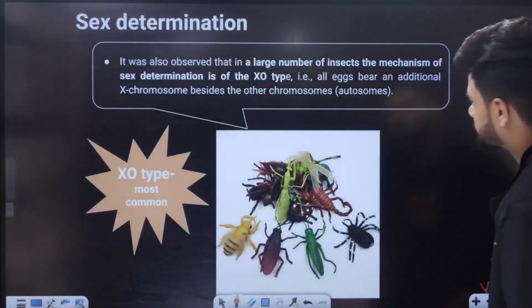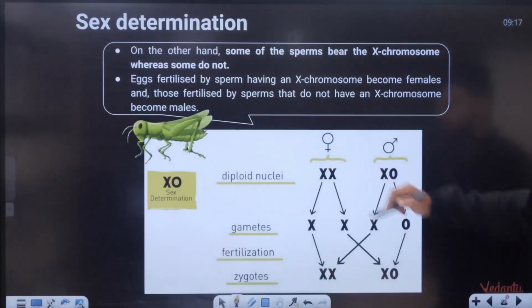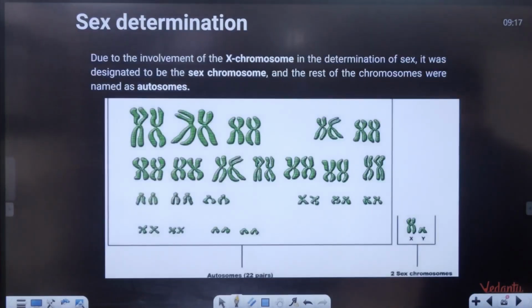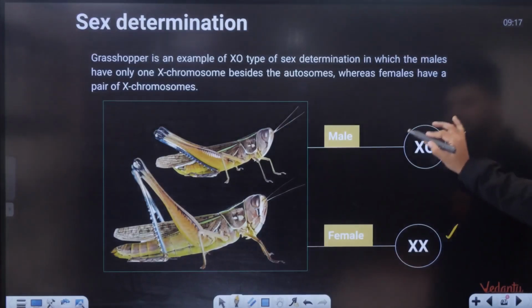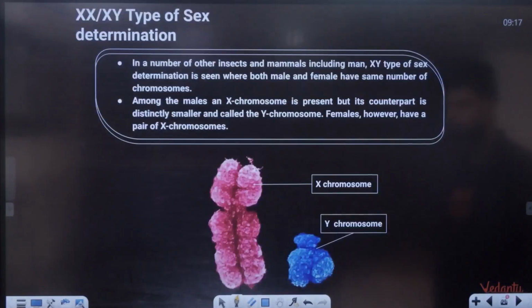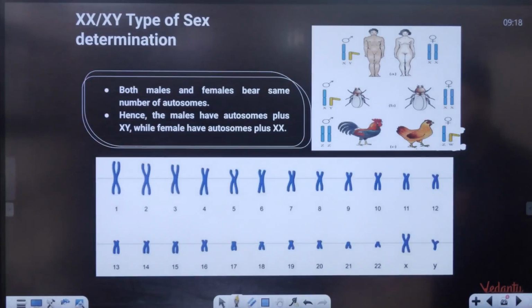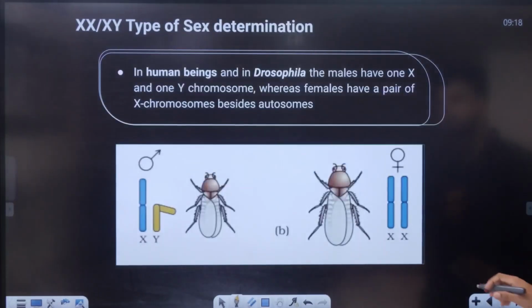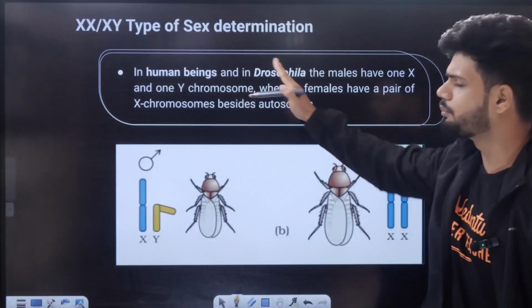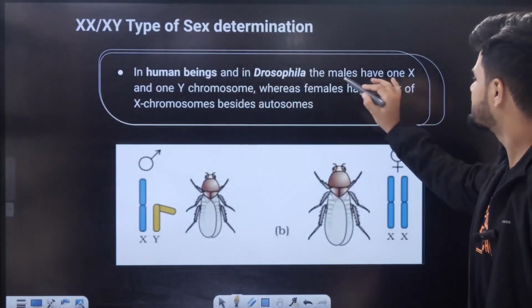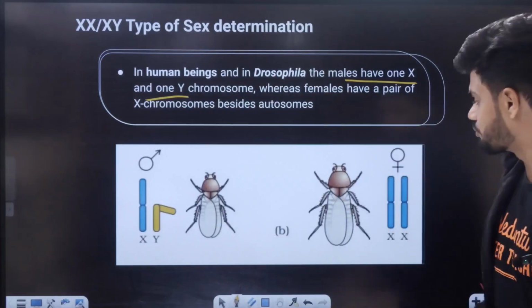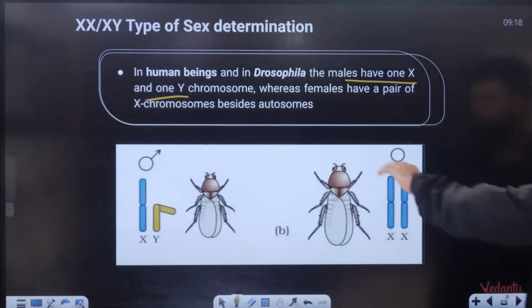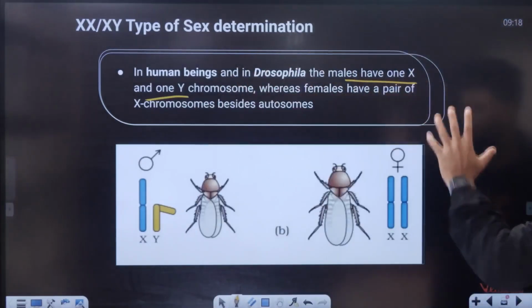Sex determination. Okay. We have seen this already. Grasshopper, XO. Male heterogamety. Okay. Males are XO, females are XX. Males determine the sex of the offspring. Okay. Offspring. Same goes for humans also. Drosophila. In humans and Drosophila, both are male heterogamety. Males have one X and Y chromosome, while the female have XX chromosome. So Drosophila and humans are the examples of male heterogamety.